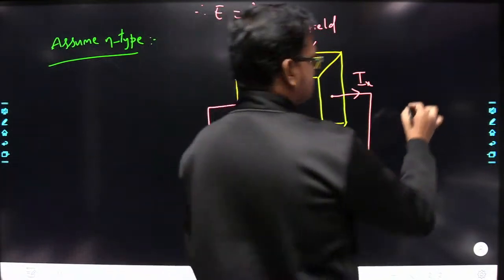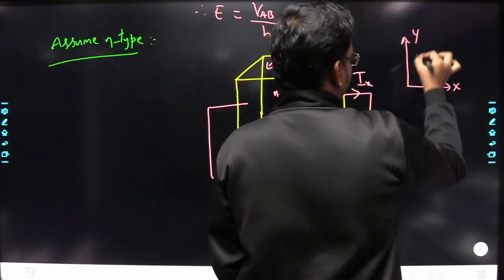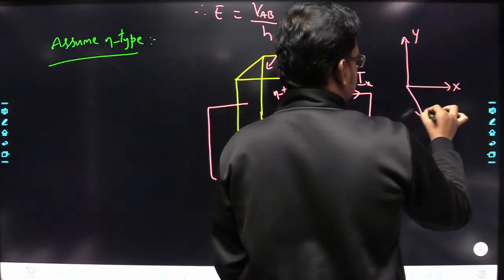Tell me here. So we have considered this as the X axis, Y axis, and this is the Z axis.